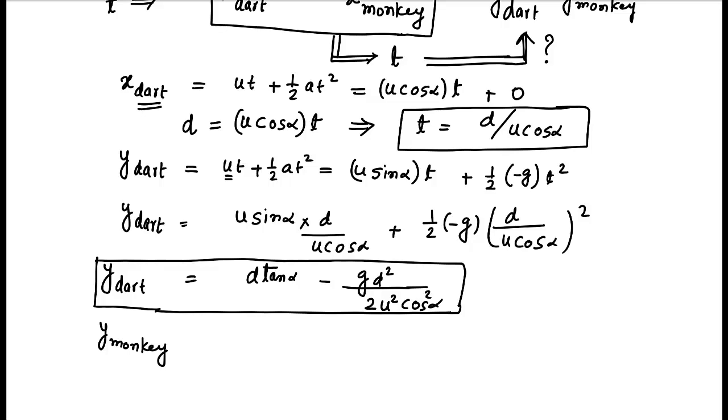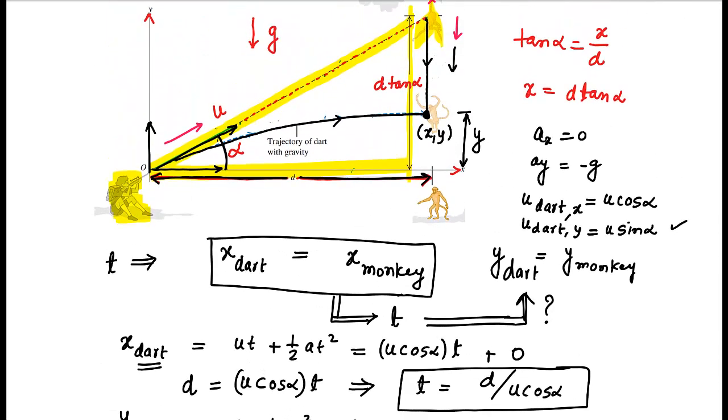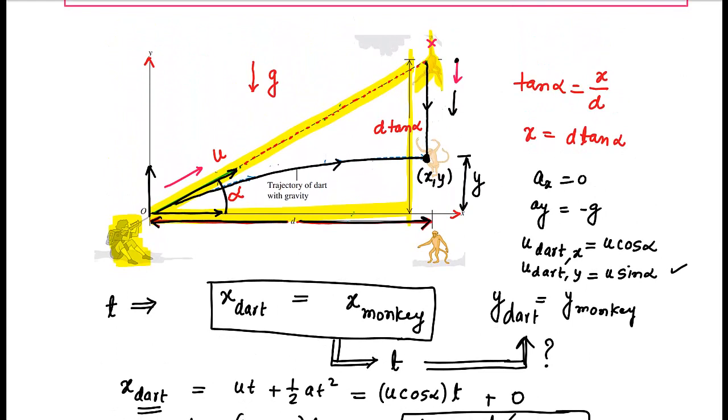So how will you calculate the y-coordinate of the monkey? Basically, the monkey is freely falling from this point, and it has fallen by this distance in time t. We can calculate this distance. It is nothing but half g t square, because the initial velocity of the monkey is 0 in the y direction. I am talking about the distance without the sign, which is half g t square.